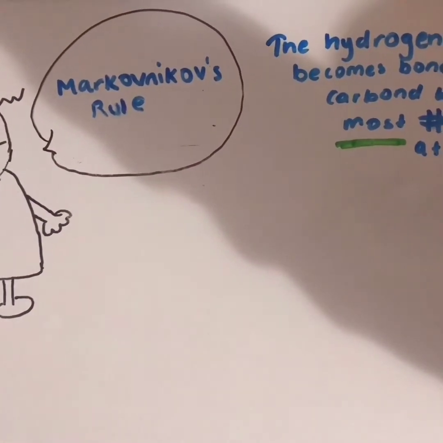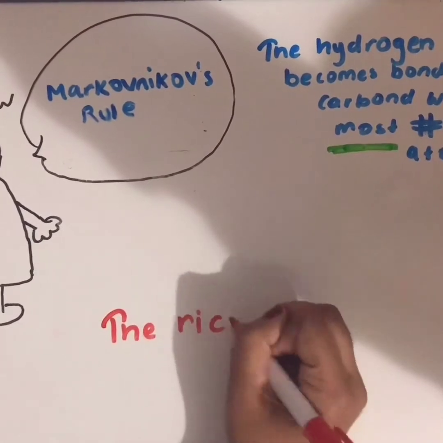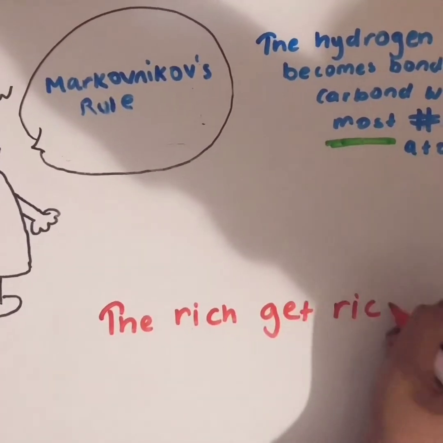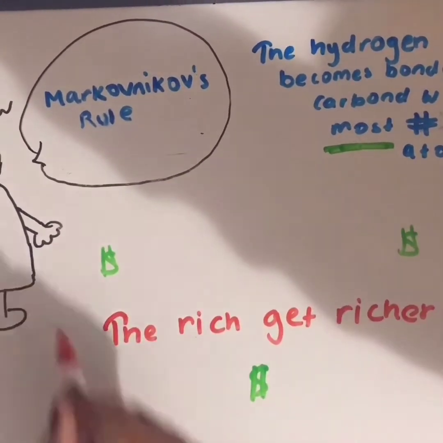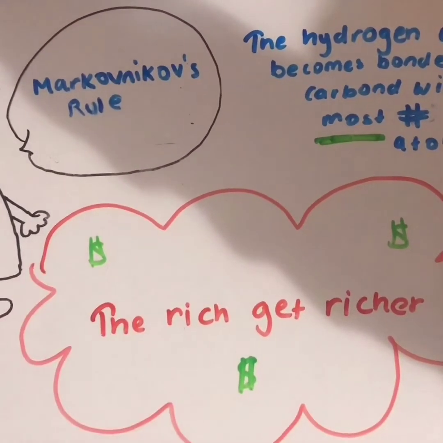A popular saying to remember Markovnikov's rule is the rich get richer while the poor get poorer. So what does this mean? So basically, the carbon with the most number of hydrogens keeps on getting the hydrogens instead of the other carbons.